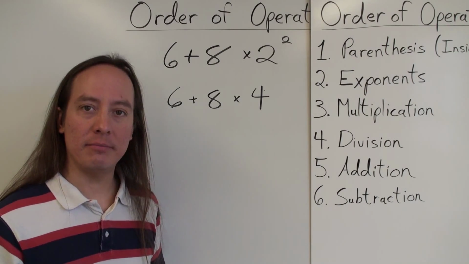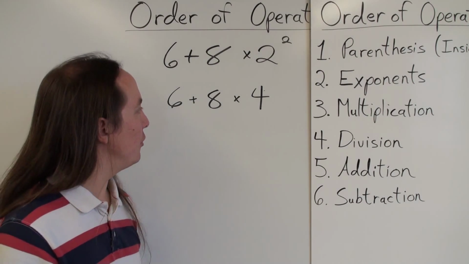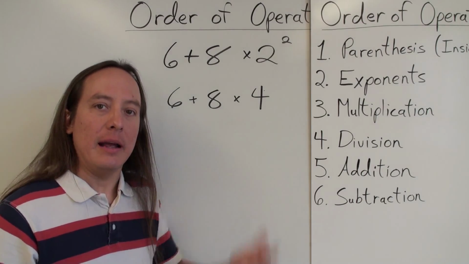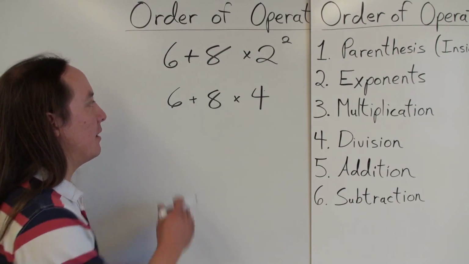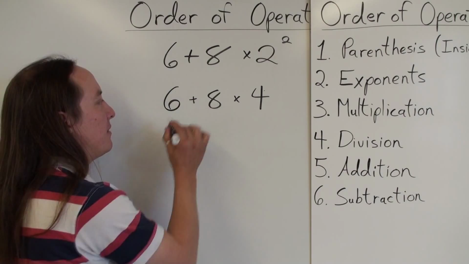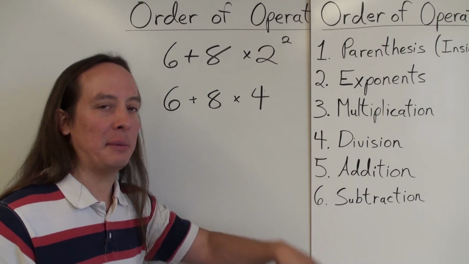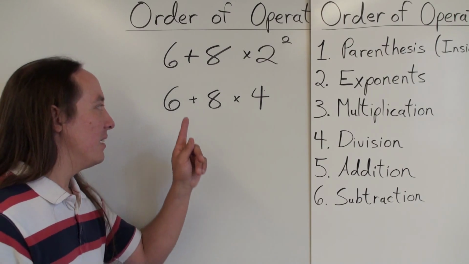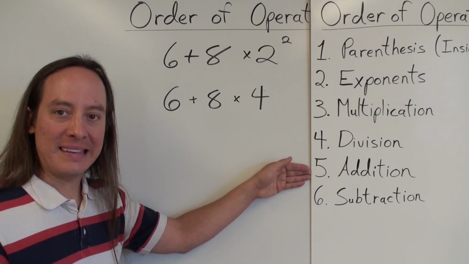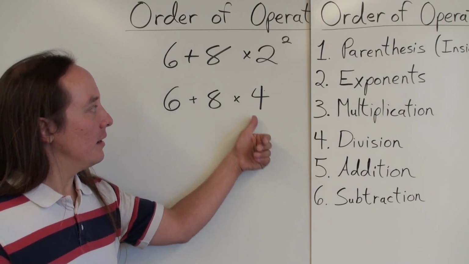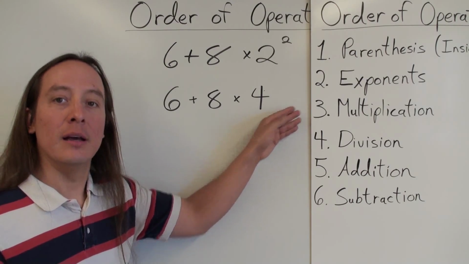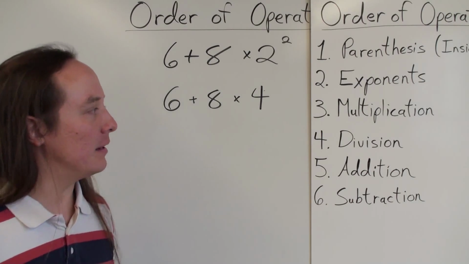Do I have multiplication? Yep, I sure do. I have this 8 times 4. And this is where I have some students making mistakes. They see this and think, oh, it's easy, 6 plus 8, 14, boom, 14 times 4. Wait a minute. Addition is step number 5. Multiplication is step number 3. 3 comes before 5.